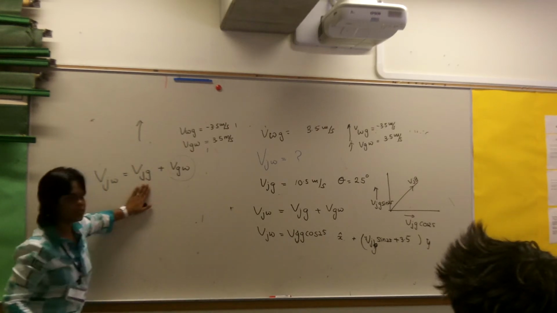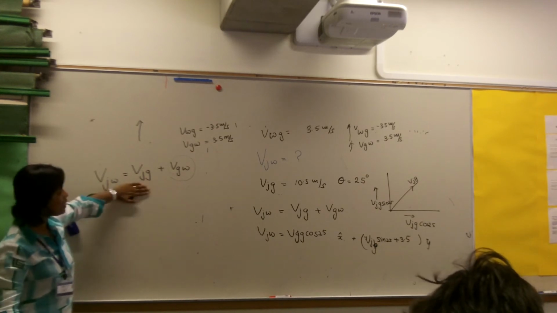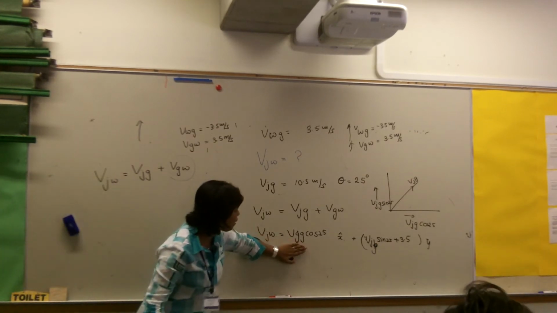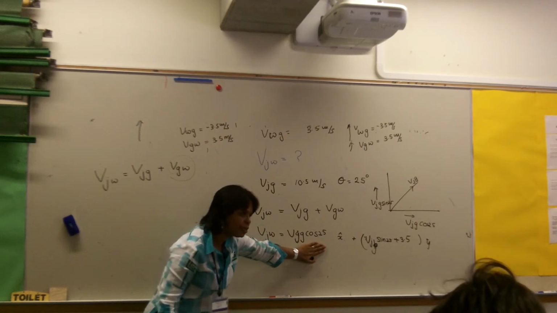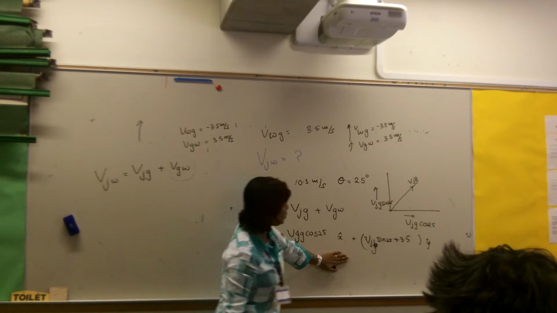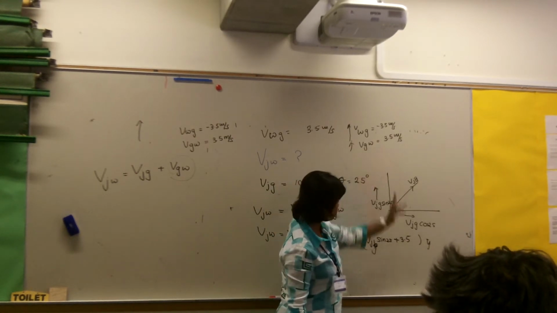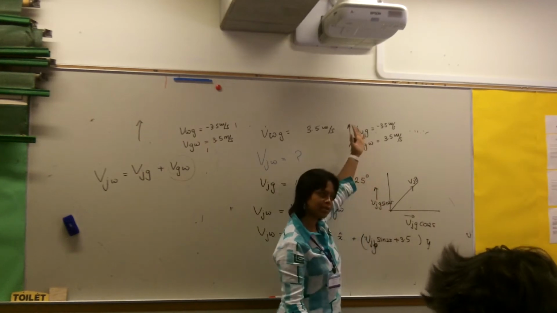Now we are saying, okay, let's get all the x component and y component. So our x component, you only have VJG cos 25, right? Is that clear to you? Y component, we have JG as well as GW. So you are adding together because they are in the same direction.